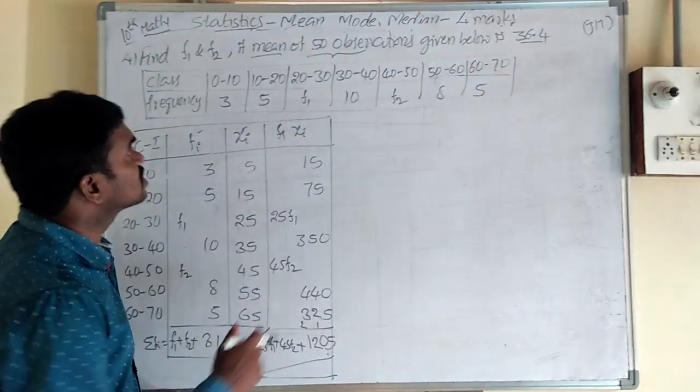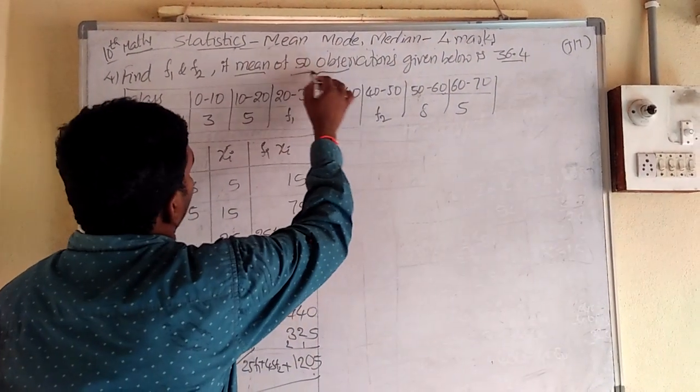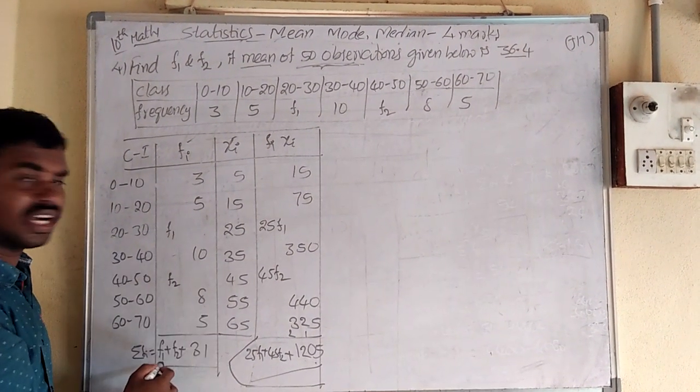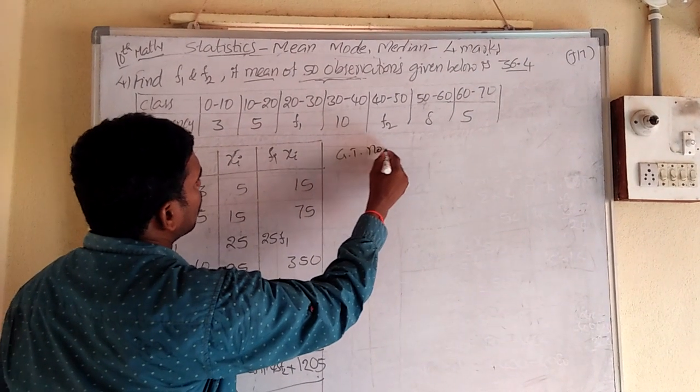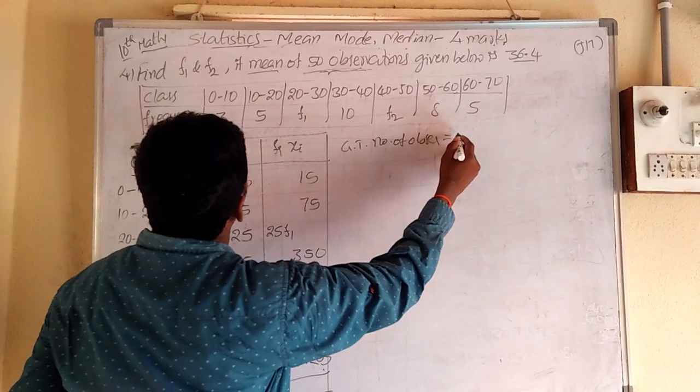Got it, two values, and I'm writing the given information. The number of observations is 50 here, 50 observations. So the number of observations is f1 plus f2 plus 31. So given that the number of observations is equal to how much?